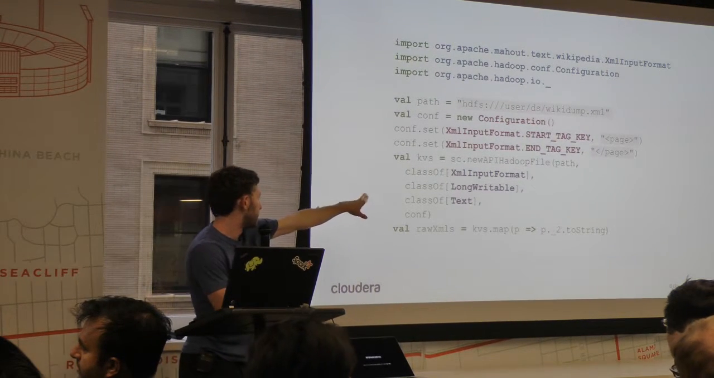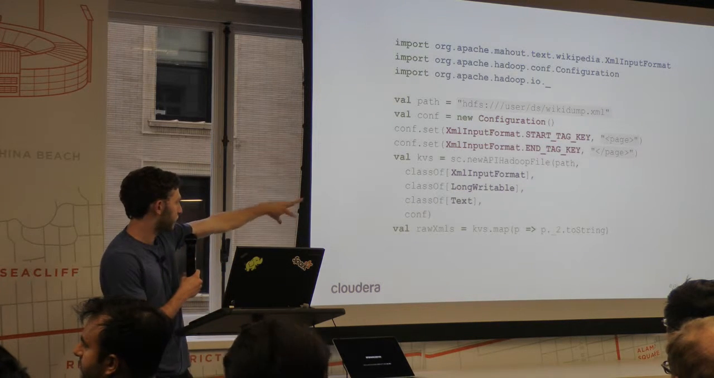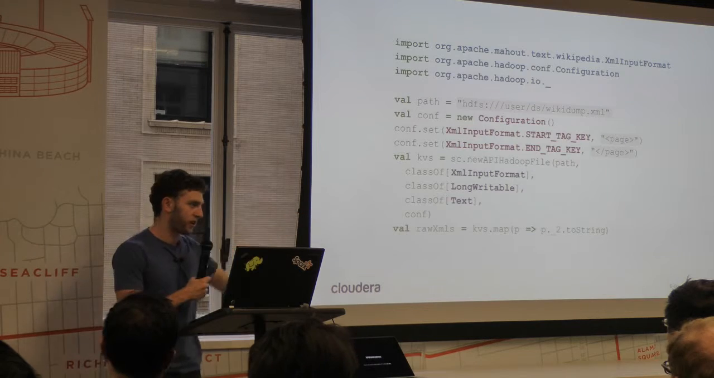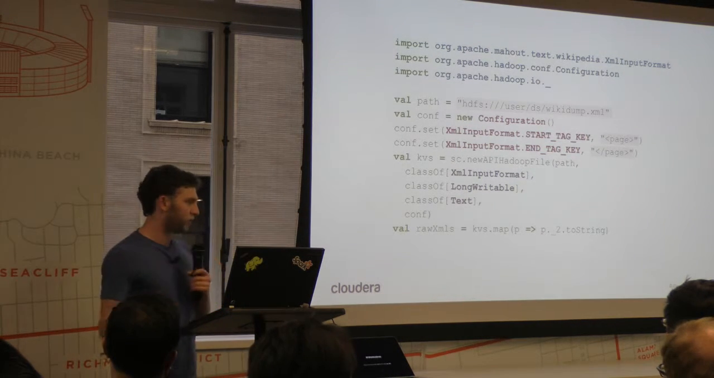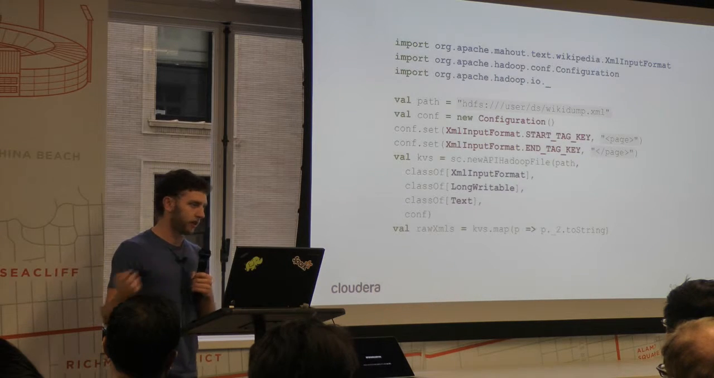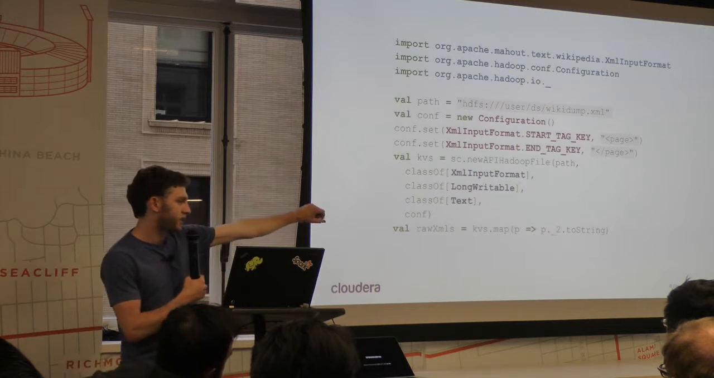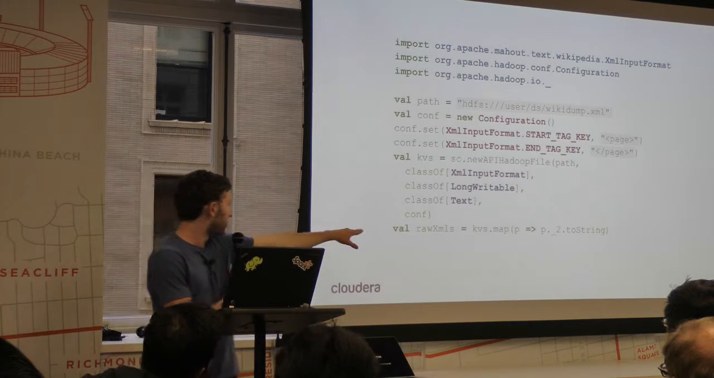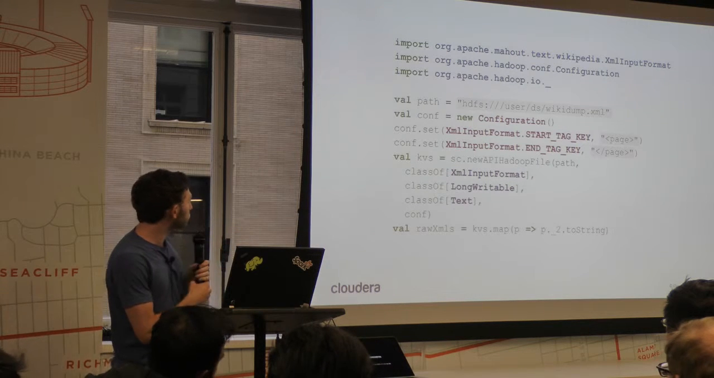We're referencing the XML input format and then the two data types that it returns. Whenever you use a MapReduce input format, you return key value pairs, which is a little bit more constricting than the generality that Spark has. We only care about the value. We only care about the string, the text. So in this map function down there, we pull that out.